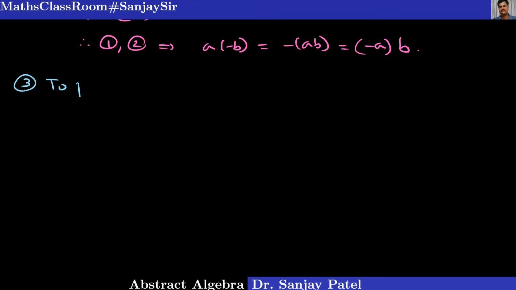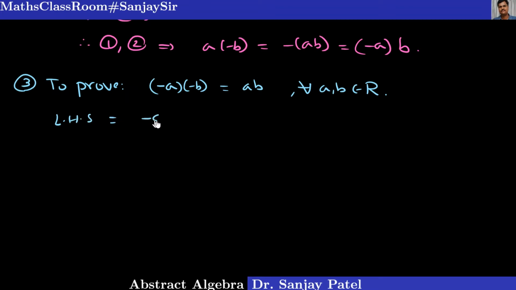Here we want to prove that minus A into minus B is equal to plus AB for all A and B belonging to the ring. So this can be proved with the help of the second result. I start with LHS and write minus A into minus B. This we can think of as, let me call this X. So if I call this X, then I have X into minus B.